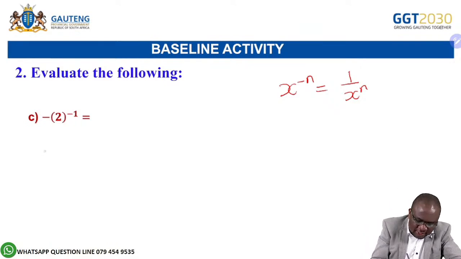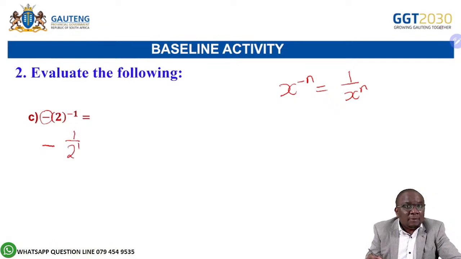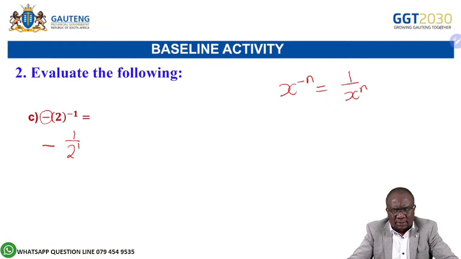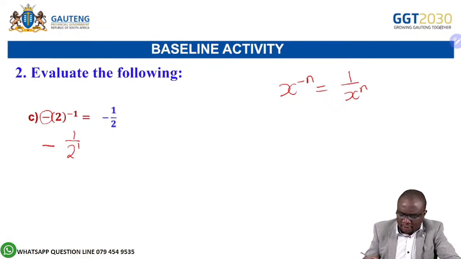We're going to say this is negative, this negative. You see this negative. And then 1 over 2 to the power 1. You see that, which is basically 1 over 2. So our answer there is negative 1 over 2.